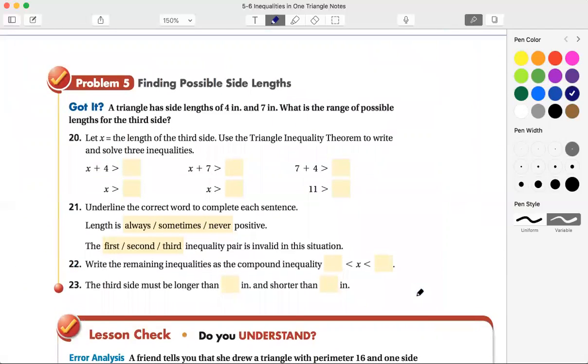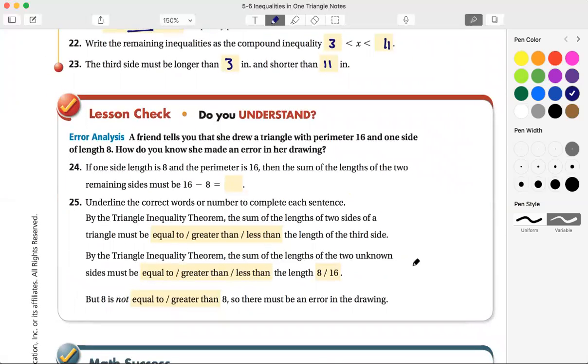A triangle has side lengths of 4 inches and 7 inches. What is the range of possible lengths for the third side? We set up an inequality. x plus 4 must be greater than 7. Subtracting 4, x must be greater than 3. But also, x plus 7 has to be greater than 4. Subtracting 7, x has to be greater than negative 3. 7 plus 4 has to also be greater than x, so x has to be less than 11. The length is always positive, so the second inequality is invalid in this situation. Write the remaining inequalities: x must be greater than 3 but less than 11. The third side must be longer than 3 inches and shorter than 11 inches.